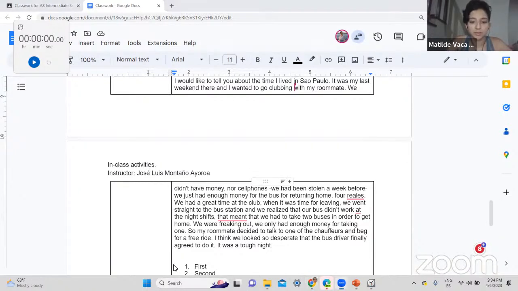That meant that we had to take 2 buses in order to get home. We were freaking out. We only had enough money for taking one. So my roommate decided to talk to one of the chauffeurs and beg for a free ride. I think we looked so desperate that the bus driver finally agreed to do it. It was a tough night. Thank you very much, Matilda.